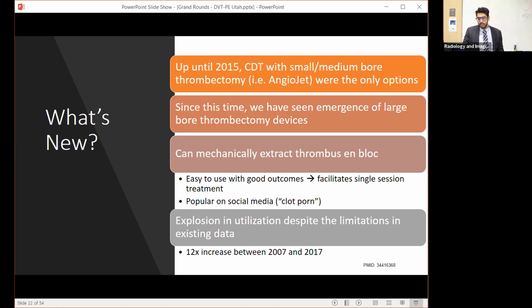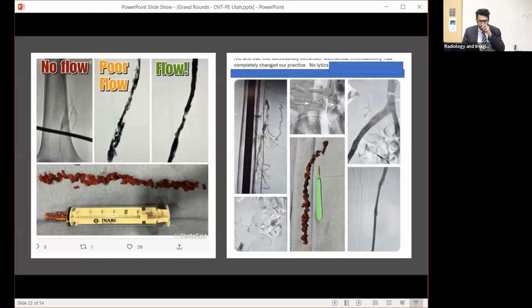And actually there's one specific study in JVIR that shows that there's about a 12x increase between 2007 and 2017, basically the same period that all these studies came out. Despite the limitations of those studies, we've still seen a pretty tremendous increase in utilization. Again, I think a lot of this is fueled by common sense, like, okay, we can take this clot out, we're definitely helping people.